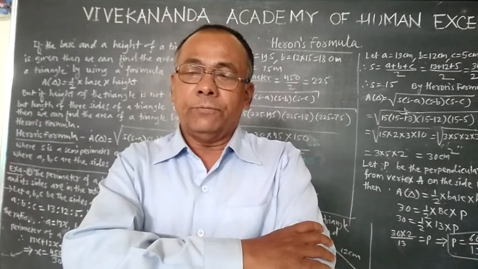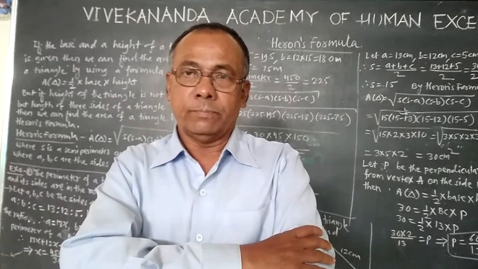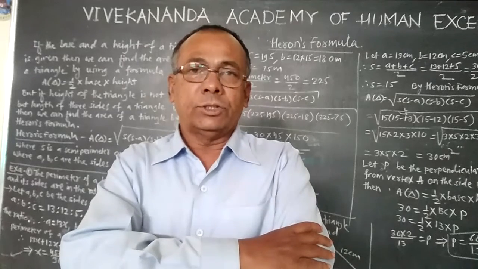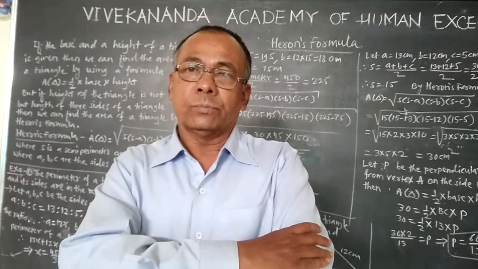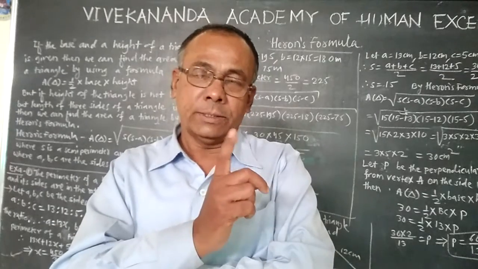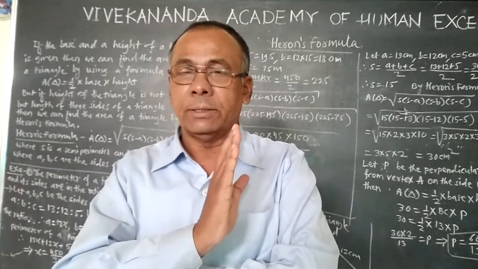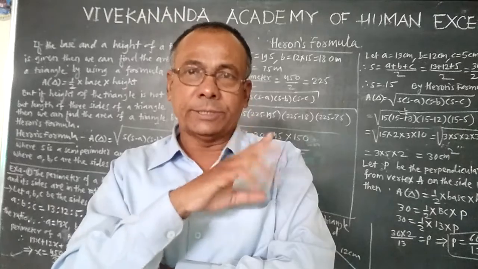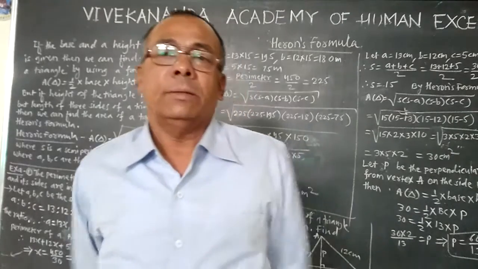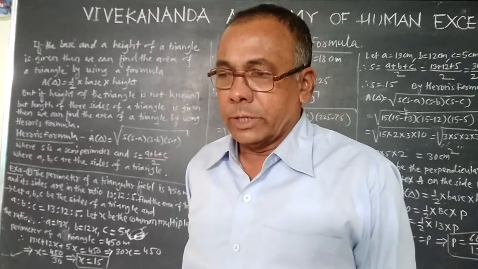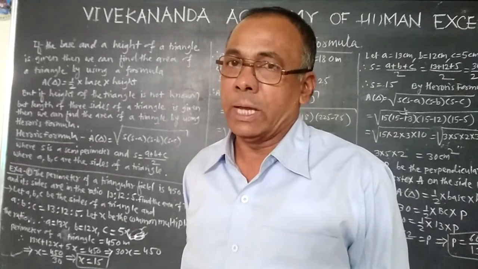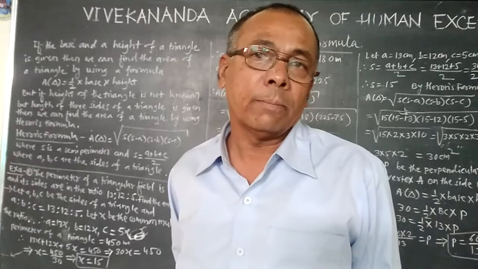But if height is not given and only 3 sides of the triangle are given, instead of height, means the lengths of the 3 sides of the triangle are given, then the area of the triangle can be found with the help of a formula, and that is known as Hero's formula.